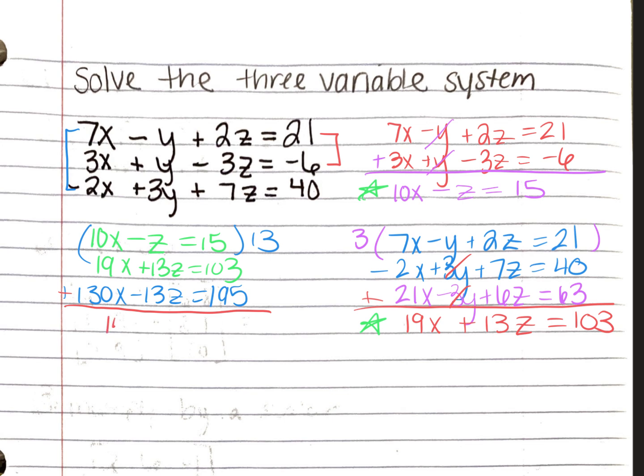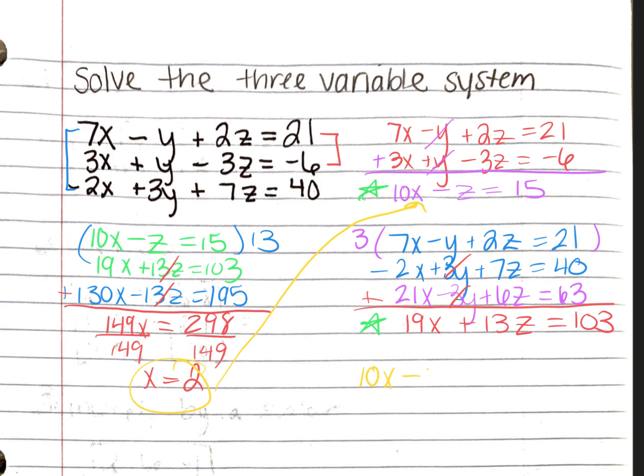So I have 149x equals 103 plus 195 equals 298. So you're going to get big numbers like this, and that's completely normal. But then we get 2. So then we have to work our way back up. So I'm going to take this 2 for x and plug it in right here and then find z.